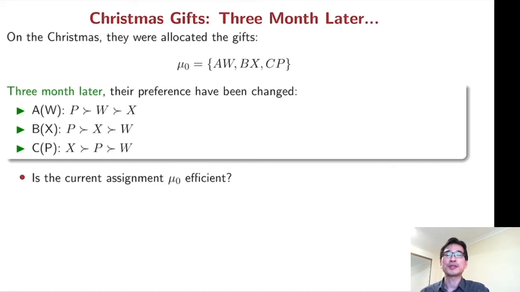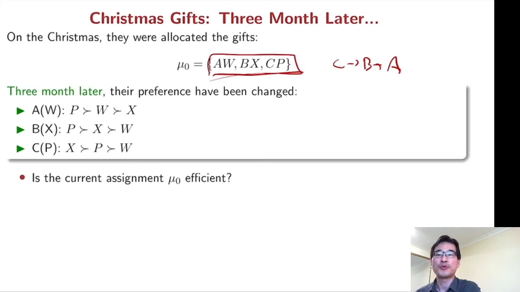They were allocated the gift in this way. That was efficient by serial dictatorship mechanism in the order of C, B, A. But 3 months later, their preferences have changed. So let me think about whether this current assignment is efficient or not.